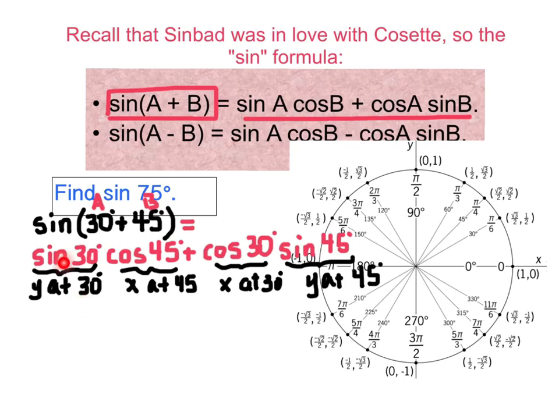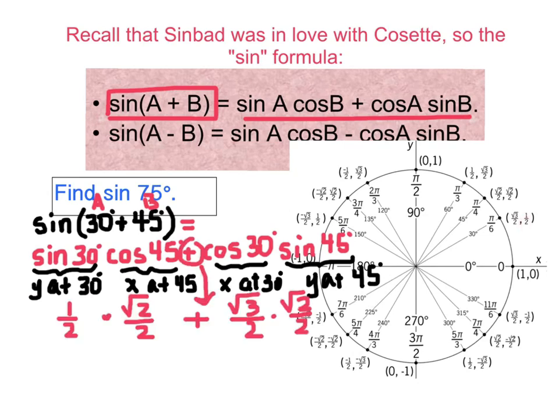So this is what we're finding. Sine is y. What's the y value at 30? The y value at 30 is 1/2. Okay, so I just went through in each one. At cosine 45, the x at 45 degrees, there's 45. The x is root 2 over 2, right there. Brought down my plus sign, and cosine 30 is the x at 30. There's my x value at 30, root 3 over 2. And the last one, sine 45, the y of 45 is root 2 over 2.